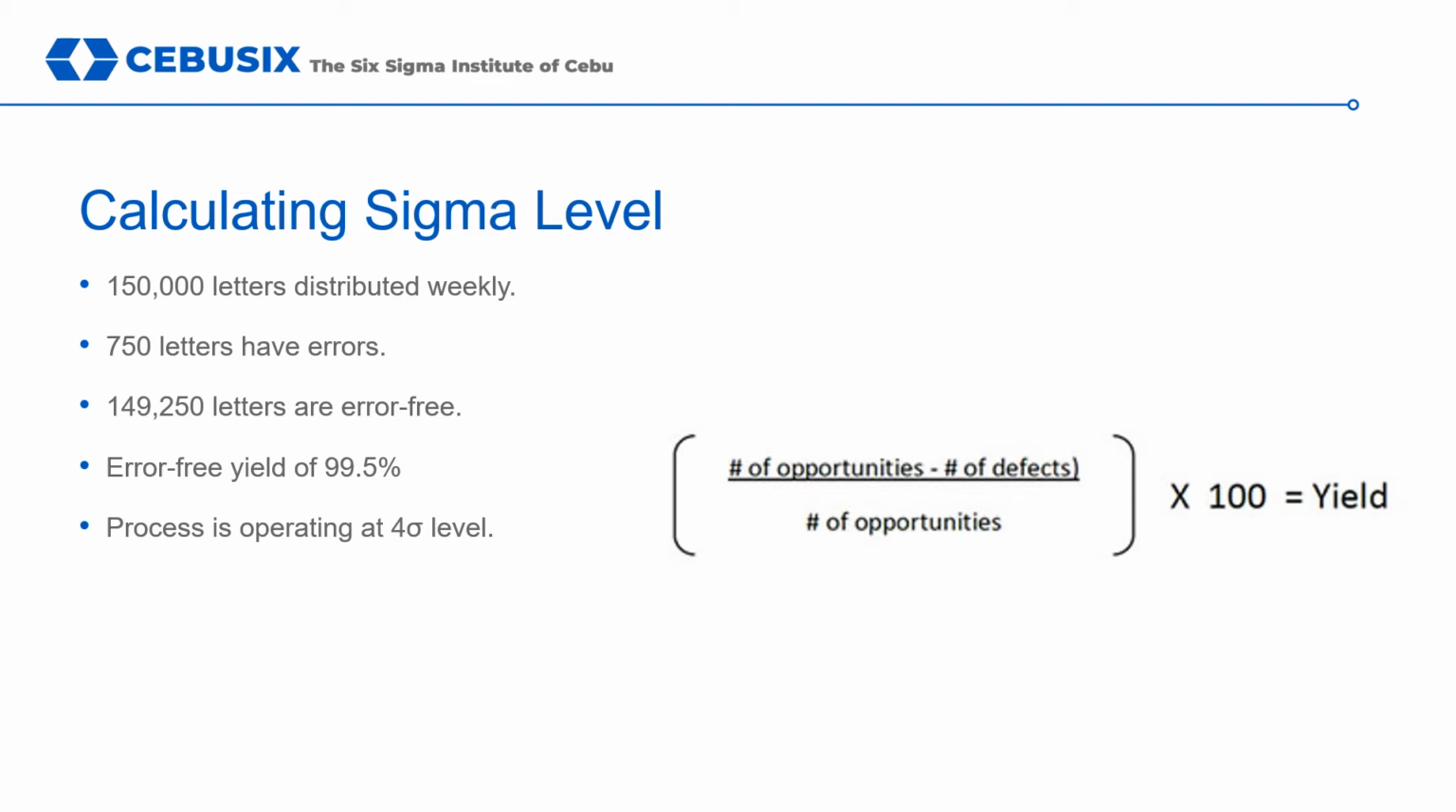The marketing department randomly selects 1,000 letters from next week's batch and finds that 5 of them have errors. Applying that to the total amount, they estimate that as many as 750 letters could have errors. That process has 150,000 opportunities for errors each week and an estimated 750 defects, which results in an error-free yield of 99.5%, which means that the process is operating at a 4 Sigma level.